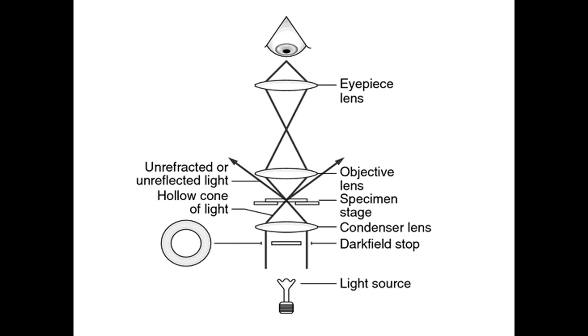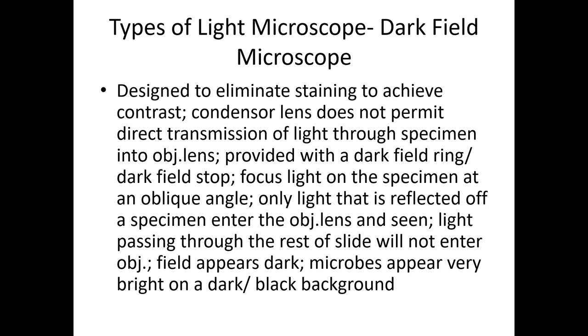So you can see the unrefracted or unreflected light is passing outside the objective lens, not entering it. That means the amount of light entering the objective lens will be very less. That's why the field appears dark and the microorganisms appear very bright on a dark or black background. Clear? So a dark field microscope is provided with a special structure called a dark field ring or dark field stop. Also, the condenser lens will not permit the direct transmission of light through the specimen into the objective lens.